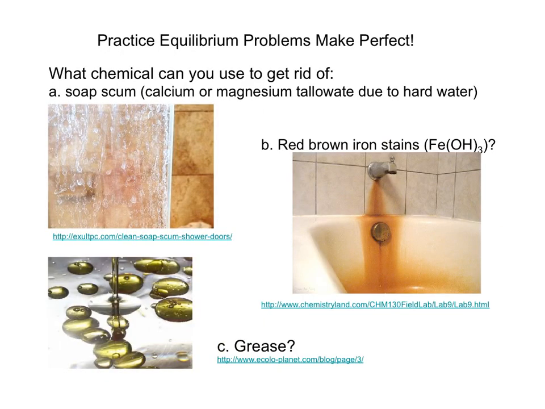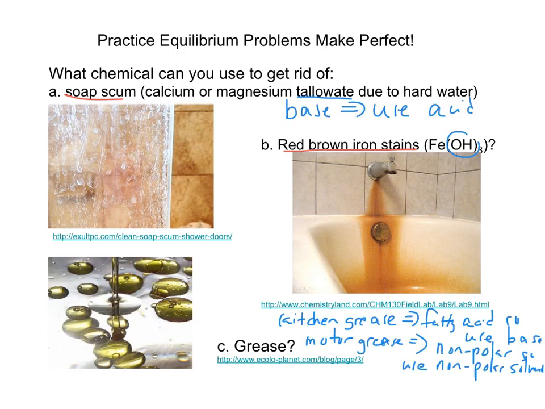So let's apply our knowledge of chemistry. So what chemical could you use to get rid of soap scum, these red-brown iron stains in your bathtub, or grease? Stop the video and think about that for a minute. Here are the answers. So if you happen to see some of those stains at home, use vinegar to get rid of those stains. Kitchen grease is a fatty acid, so you got to use a base such as TSP or sodium phosphate. Motor grease is a nonpolar substance, so use a nonpolar solvent such as gasoline to get rid of the grease.